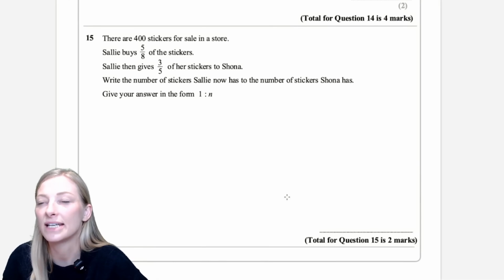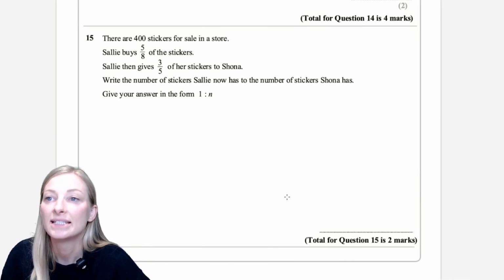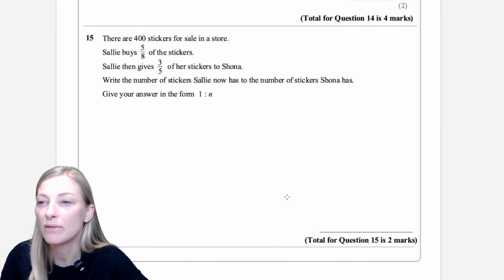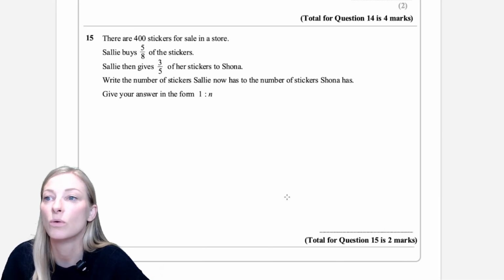Question number 15. There are 400 stickers for sale in a store. Sally buys 5/8 of the stickers. Sally then gives 3/5 of her stickers to Shona. Write the number of stickers Sally now has to the number of stickers Shona has. Give your answer in the form 1 to n.